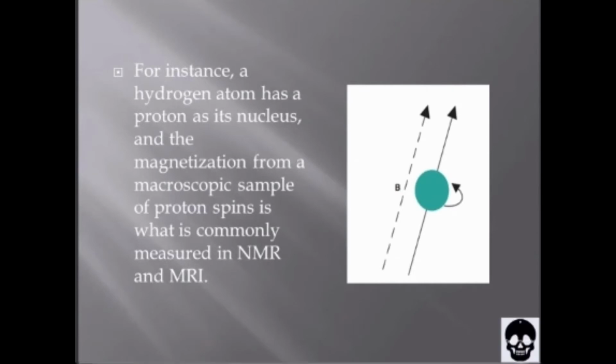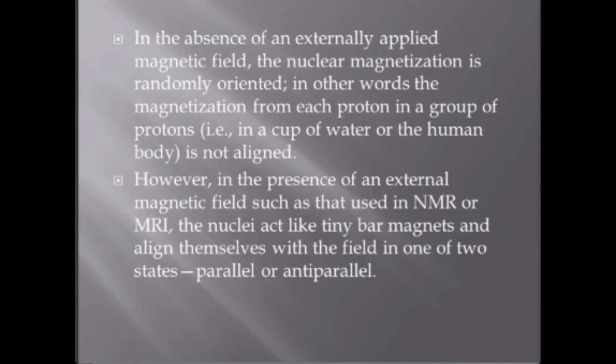Many atoms have nuclei with this property, but hydrogen is the key component of biological tissue, which is water and fat, and is most commonly visualized in clinical MRI. In the absence of an externally applied magnetic field, the nuclear magnetization is randomly oriented. In other words, the magnetizations from each proton in a group of protons, that is, in a cup of water or the human body, are not aligned.